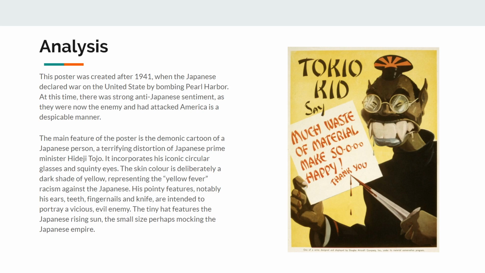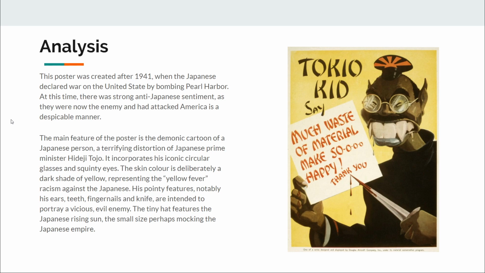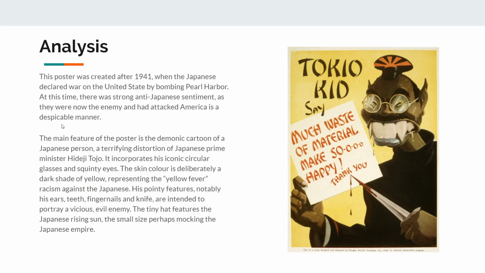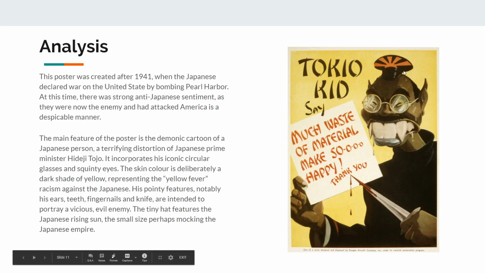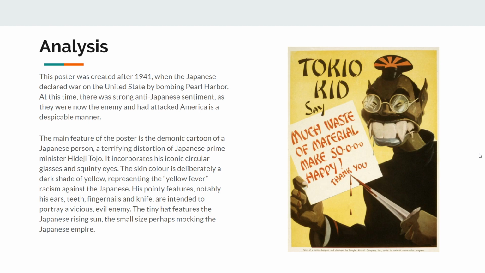The main feature of the poster is the demonic cartoon of a Japanese person, a terrifying distortion of Japanese Prime Minister Hideki Tojo. I'm going to pause here. I'm going to actually show you. I won't show you right now, but look up Tojo, and you'll see this is actually not what he looks like, but when the Americans were illustrating Japanese people, they often used his face as a representation of all Japanese people.